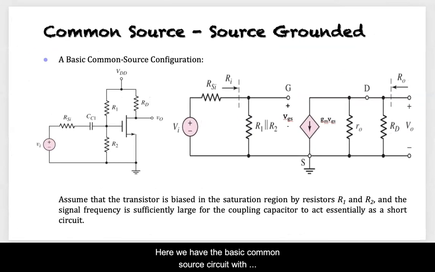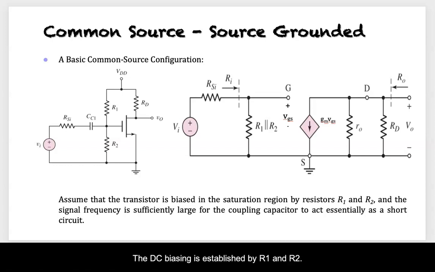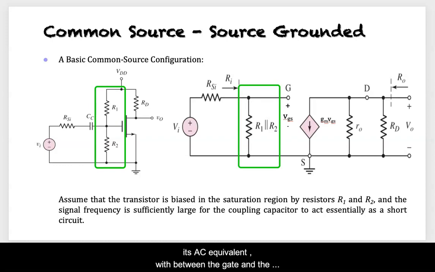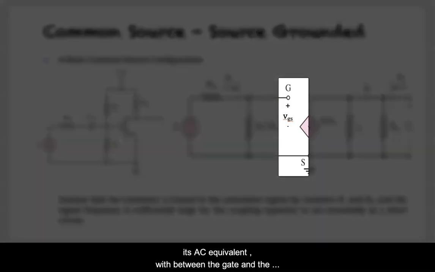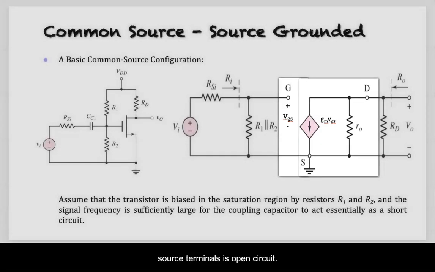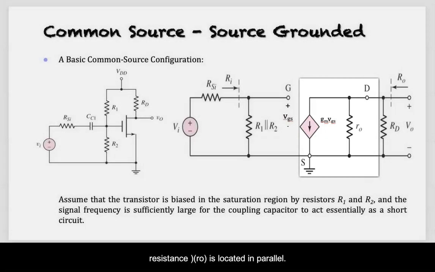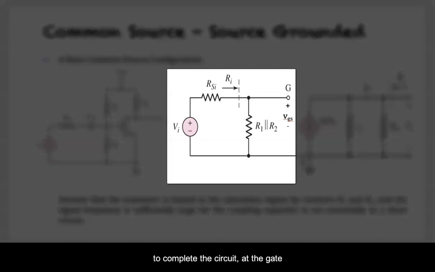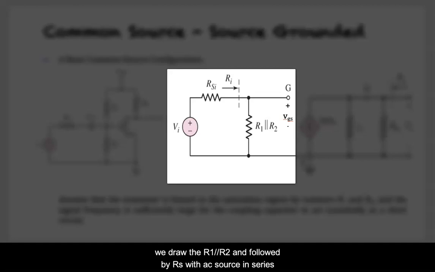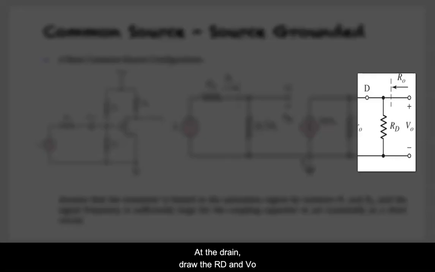Here we have the basic common source circuit with voltage divider biasing. Note that the source is at ground potential. The DC biasing is established by R1 and R2. At first, the FET must be changed into its AC equivalent, with between the gate and the source terminal changed to open circuit. And between the drain and the source, we locate the dependent current control source and the transistor output resistance in parallel. To complete the circuit at gate, we draw the R1 parallel to R2 and followed by RS with AC source in series. At the drain, draw the RD and Vout.